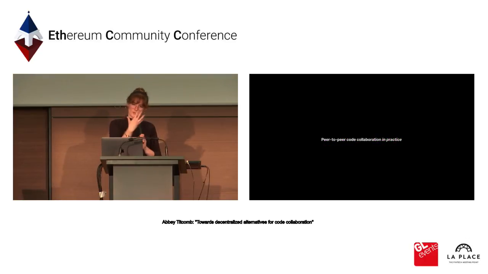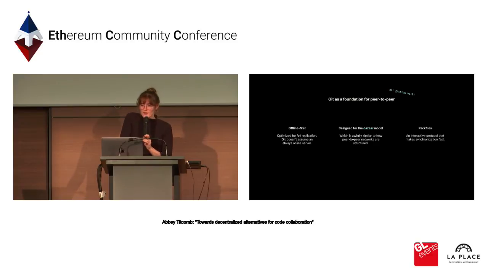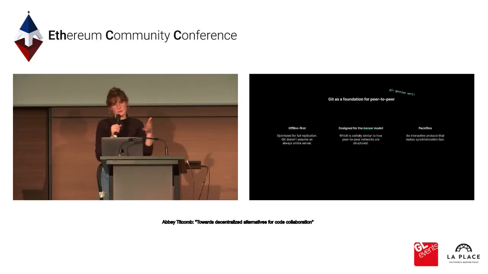So if we have these requirements in mind, how would we design peer-to-peer code collaboration in practice? And how are we at Radicle doing so? So it all starts with Git. As you can tell, we really love Git. And that's because Git is such a great foundation for peer-to-peer replication, because it's offline first. Git is inherently optimized for full replication, and it doesn't assume having an online server. It actually has networking built in, which a lot of people don't know. This offline-first quality means that Git gossips really well.